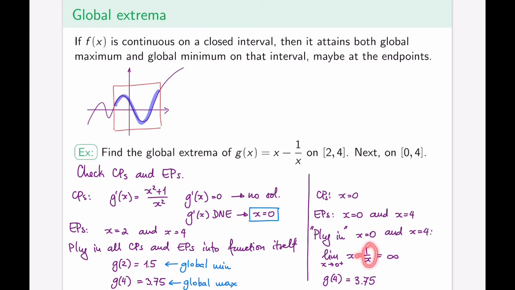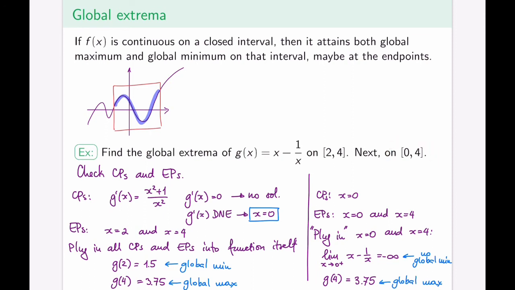So I am going to end up with negative infinity here. Now I need to compare these two numbers, infinity of course not being a number, but a value larger or smaller than any number that you can think of. Between the two of them, the larger number is 3.75, so this will be my global maximum. But because negative infinity is not an actual number, in this case I have no global minimum for this function on this particular interval.